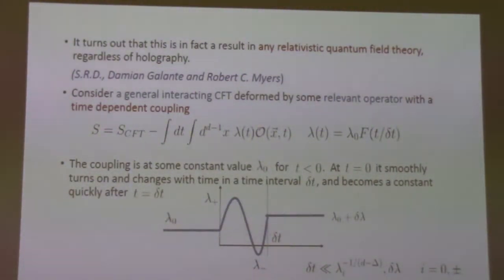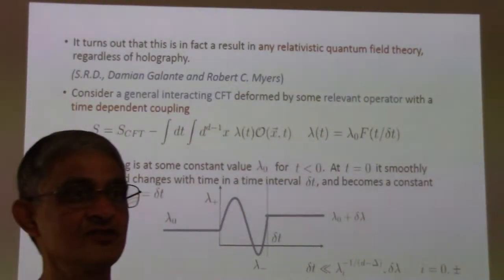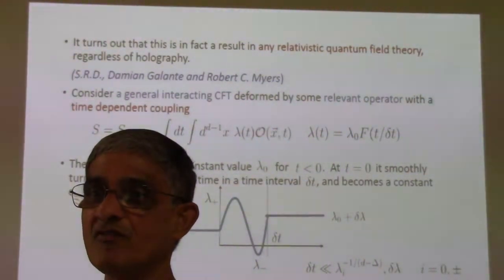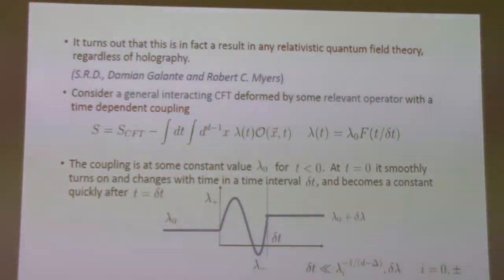And after experimenting with some specific models, those models are typically free field theories with time-dependent mass, we then arrived actually at a general proof of the scaling relations which are valid for arbitrary interacting quantum field theories. The way it goes is as follows.